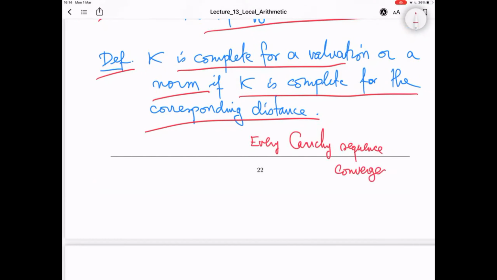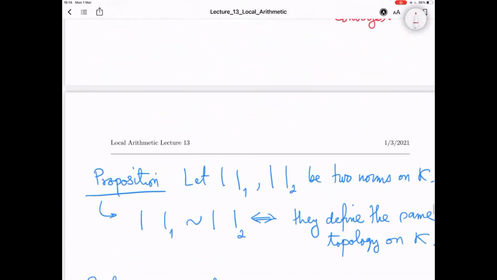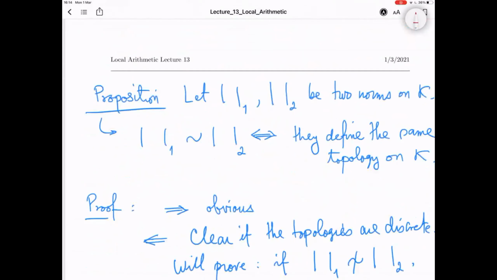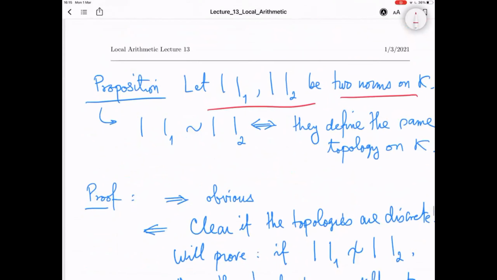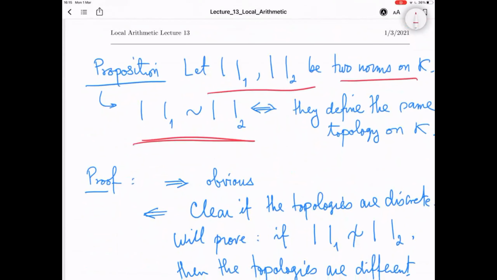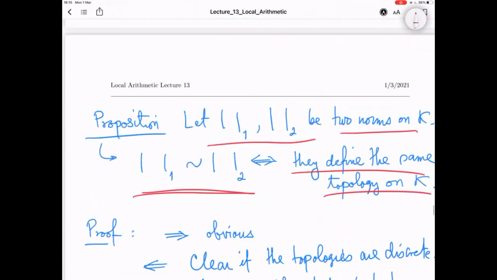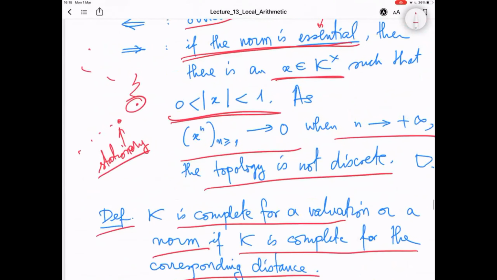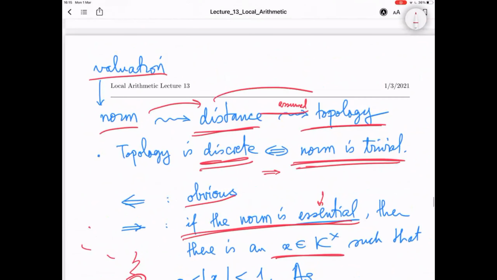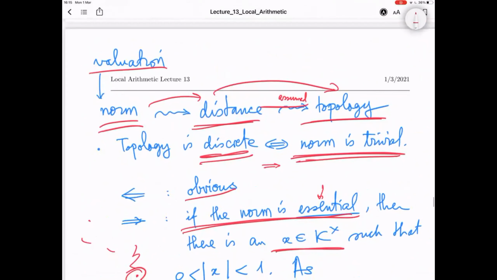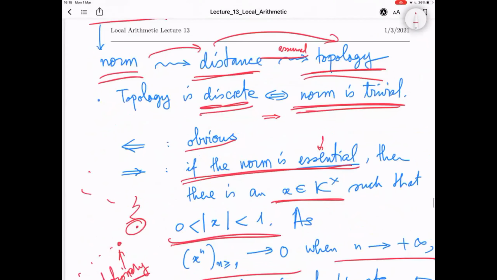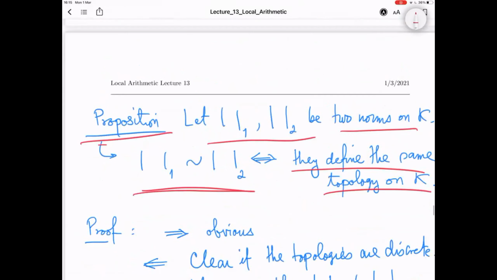That's what it means for it to be complete for a distance, right? So the proposition is that if I have 2 norms on the same field, they are equivalent if and only if they define the same topology on K. Remember, I'd said if you have a norm, it gives rise to a distance, and the distance gives rise to a topology. Can it happen that you have two norms? It can happen that two norms give rise to the same topology, but that can happen only if the two norms are equivalent. That is what this proposition is saying, and that's what we have to prove.